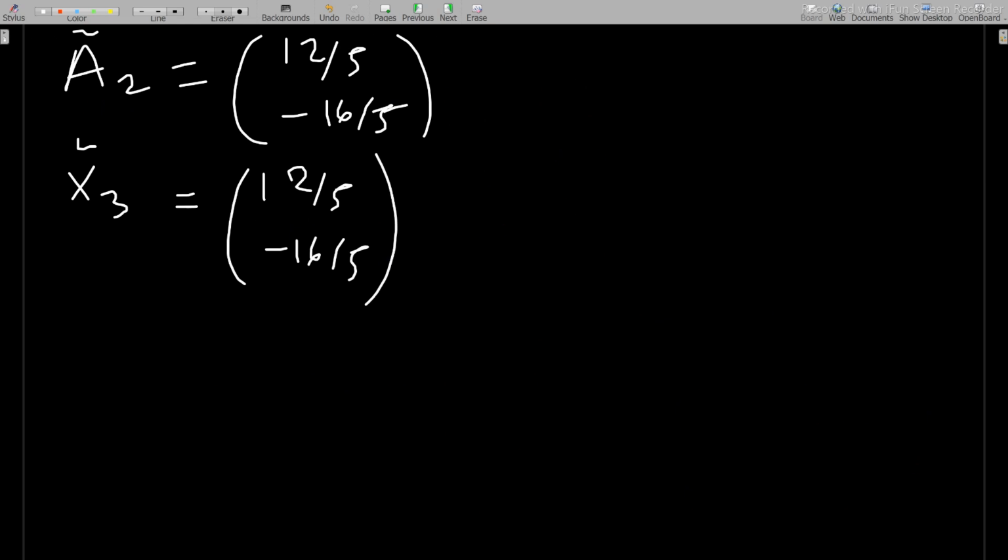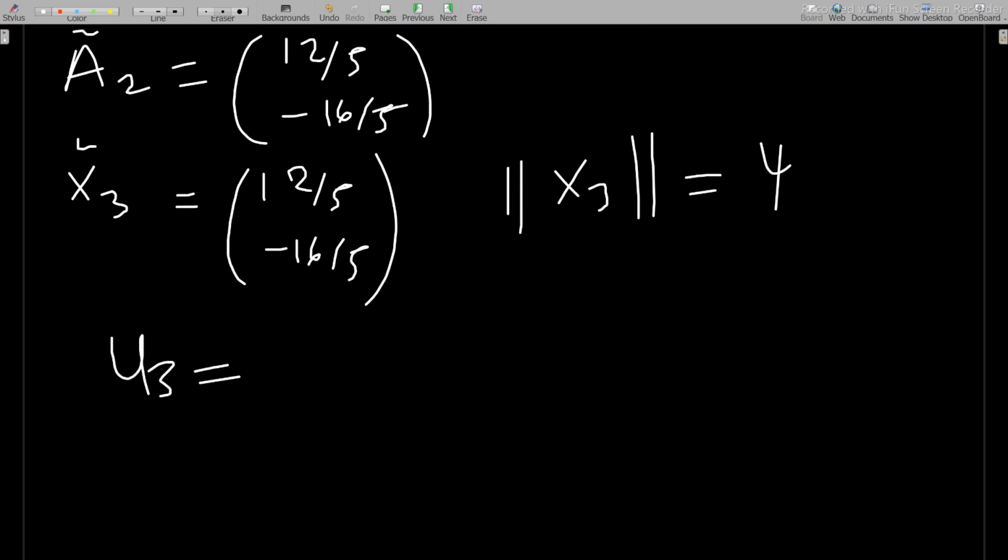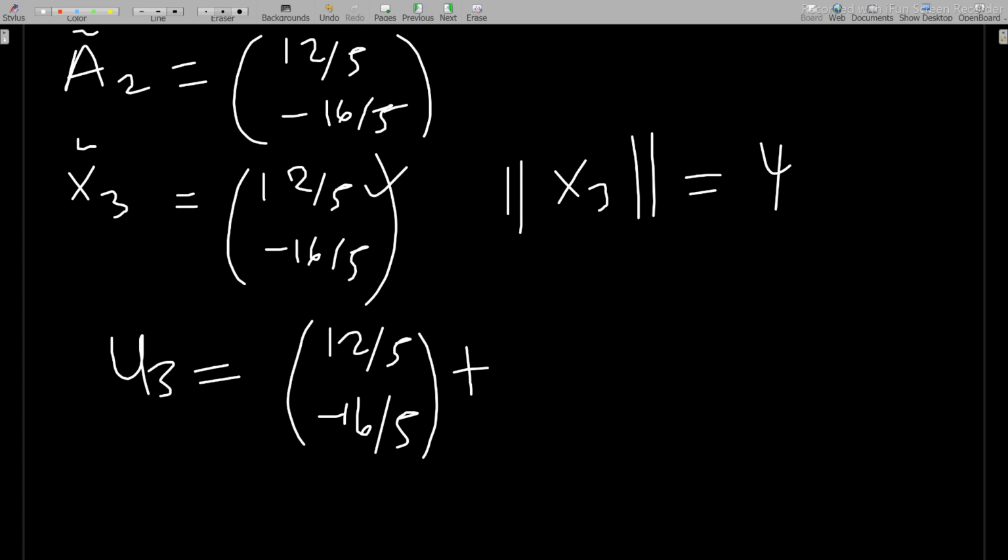Then with this, we have to find the magnitude of x3. That is equal to the square root of the sum of the squares of the elements inside, and that is 4. So my u3 is actually equal to this x3, which is 12 over 5, -16 over 5, plus the sign of the first element here, and that is positive, so times 4 times the first column of the identity matrix, and this a tilde is a 2 by 2. So the identity matrix looks like this, 0, 1. So the first column is 1, 0.